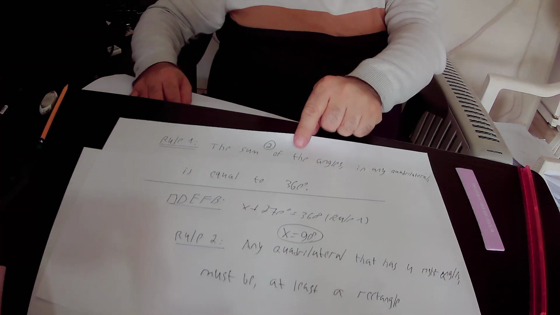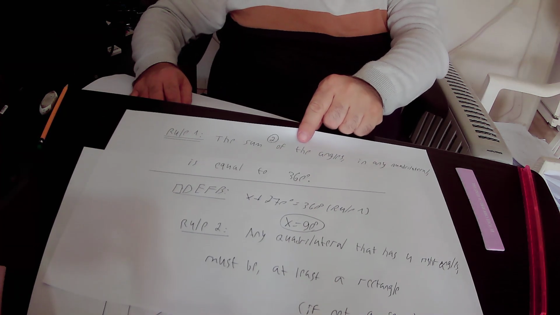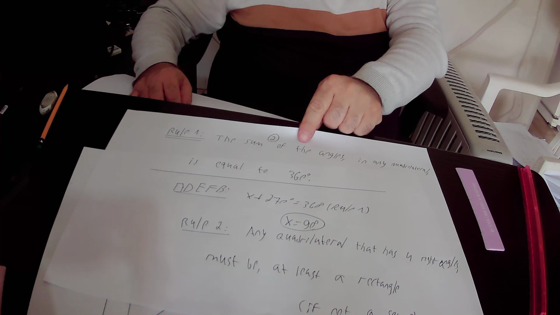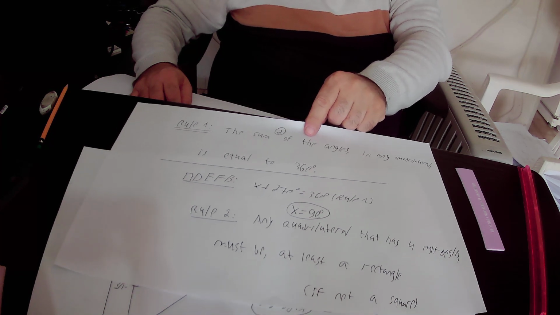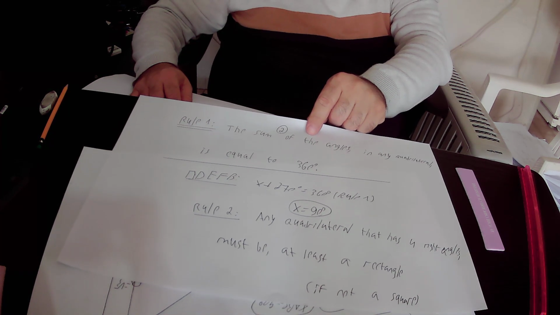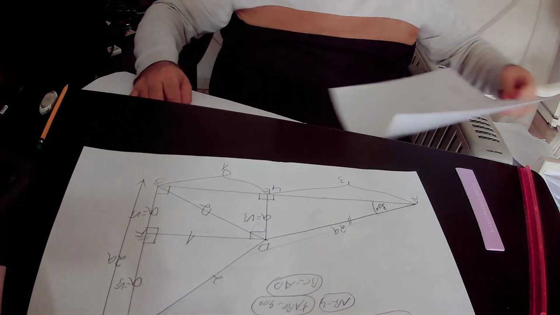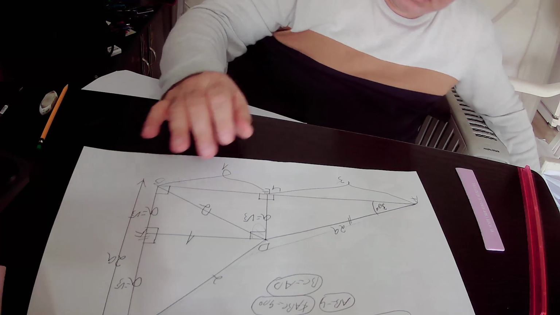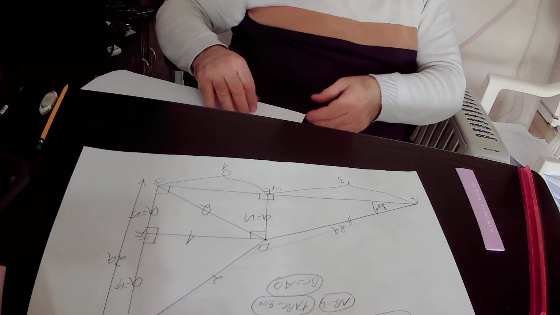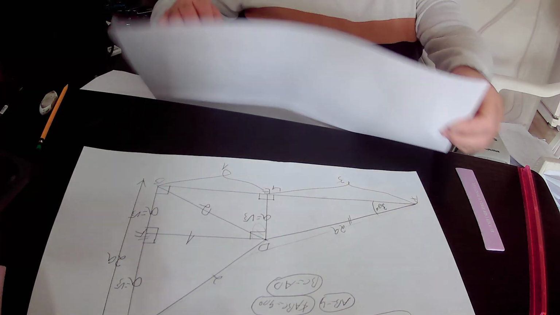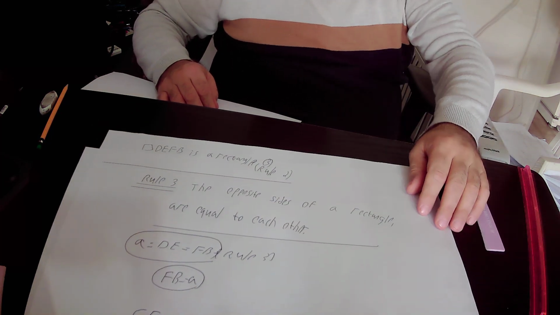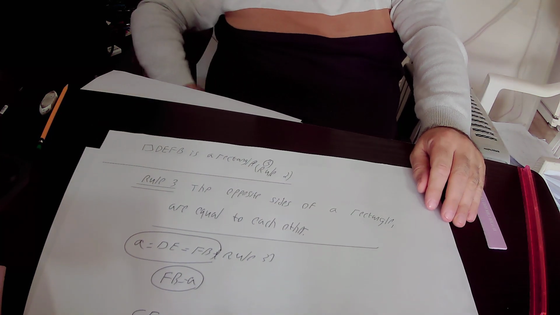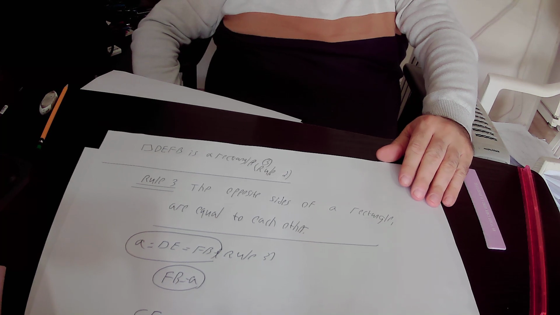rule number 2, any quadrilateral that has 4 right angles must be at least a rectangle. Therefore, we relate to quadrilateral DEFB as a rectangle, and we also have rule number 3. According to rule number 3, the opposite sides of a rectangle are equal to each other.